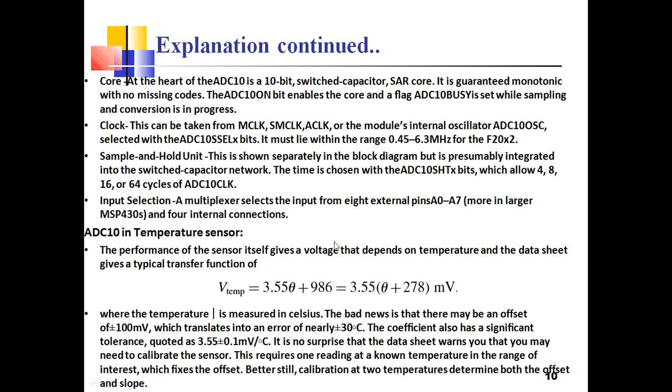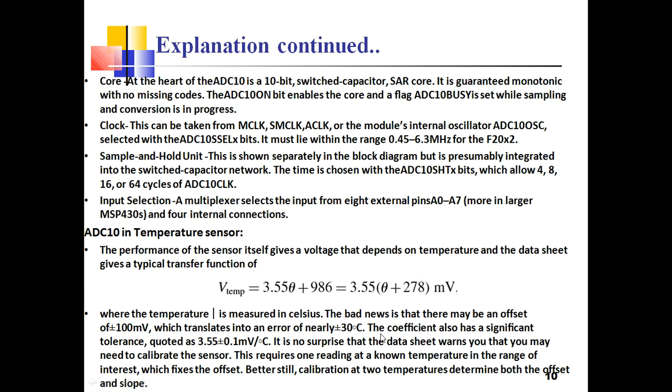That is the explanation I have done here. The temperature is going to be calculated using the formula 3.55 theta plus 986 is equal to 3.5 theta plus 278 millivolt. The theta values you have to substitute, and it gives the different degrees Celsius. So that is finally going to calculate the values.